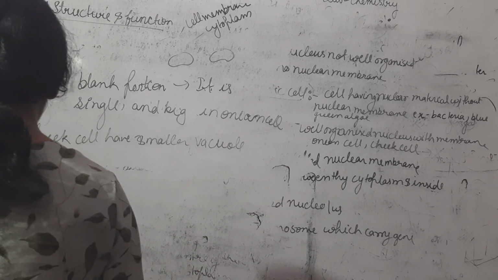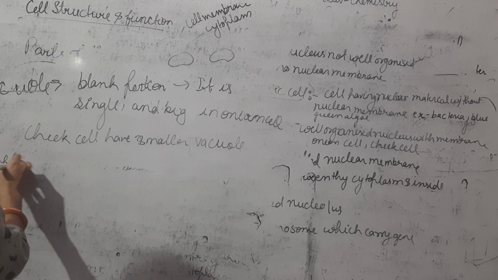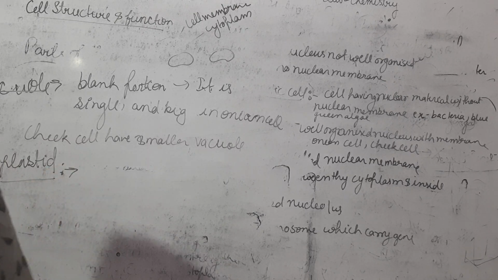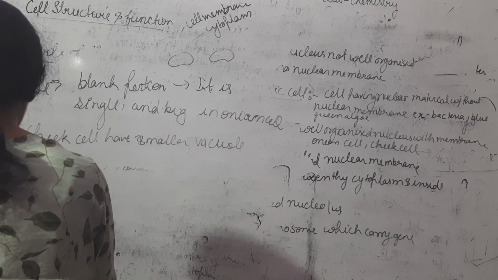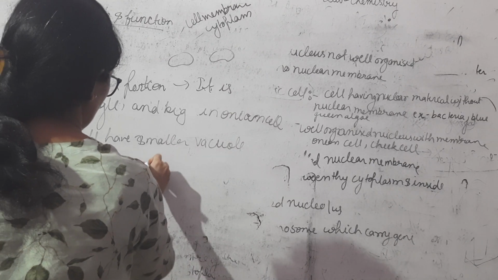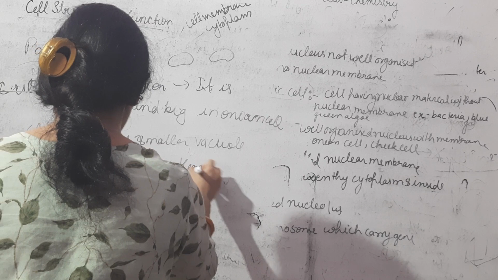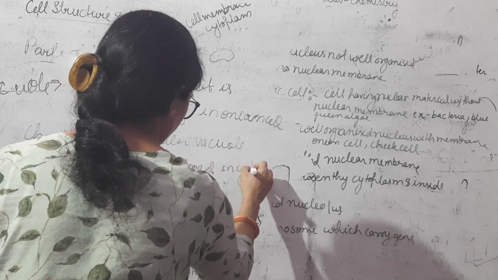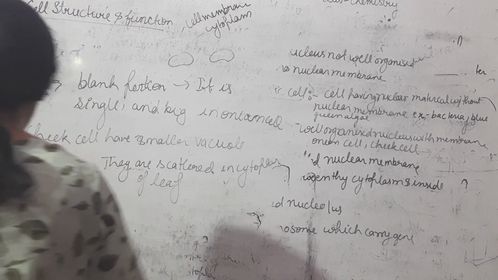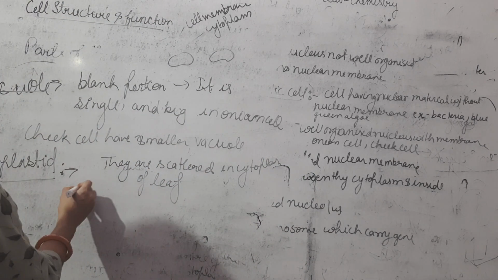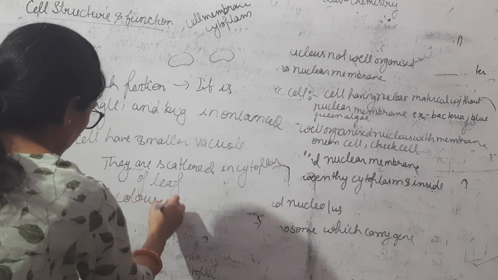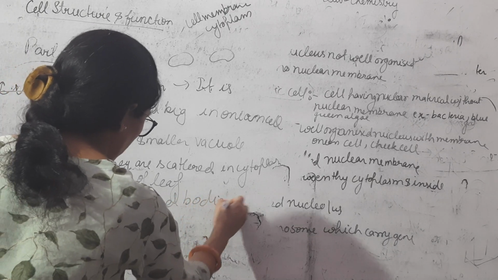There are also other organelles like plastids. What are plastids? Plastids are scattered in the cytoplasm of the leaf. They are very small colored bodies which provide color to the plants.